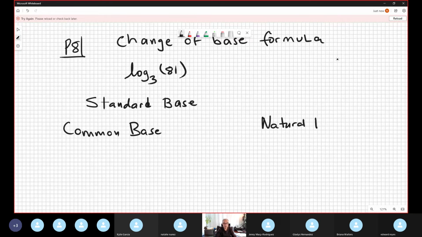Oh, common logarithm, sorry, is the name. Common logarithm and natural logarithm. Logarithms. Okay, what is that?